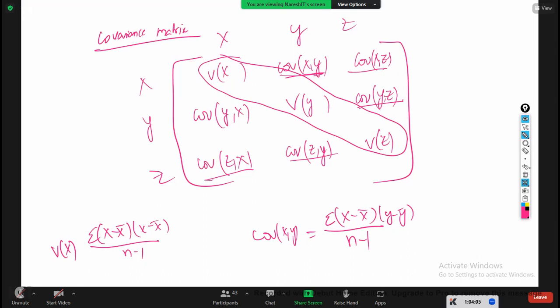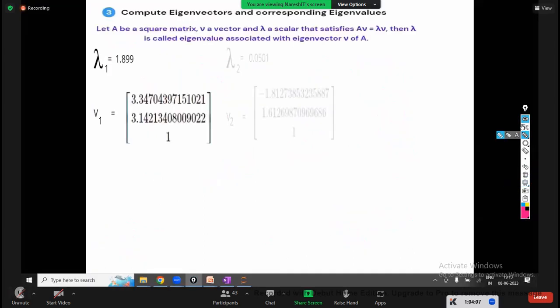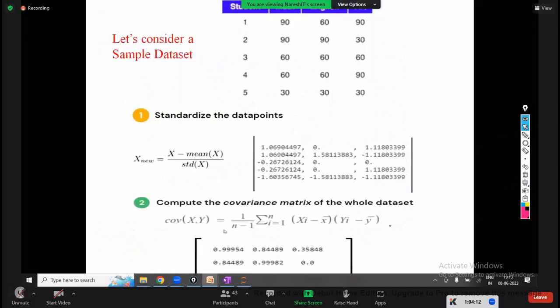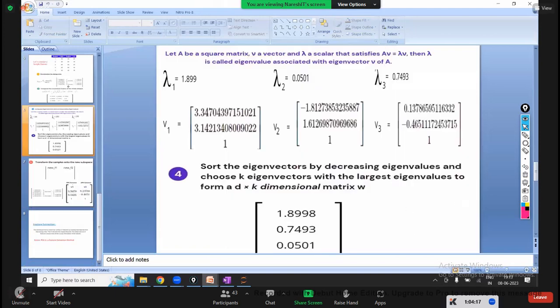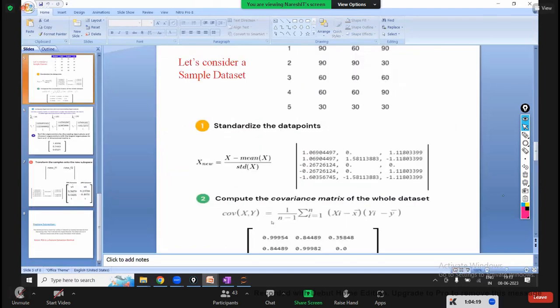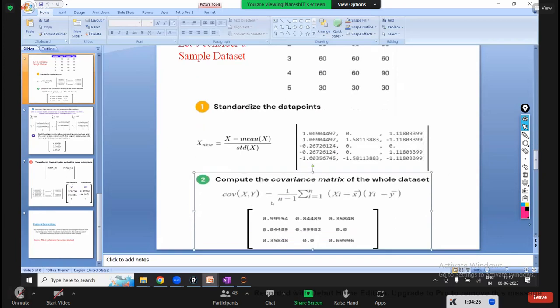Now here I'm going to calculate the covariance matrix. If you observe this covariance matrix, basically it is also 3 by 3. Why 3 by 3? Because you are having 3 input features, x, y, z.